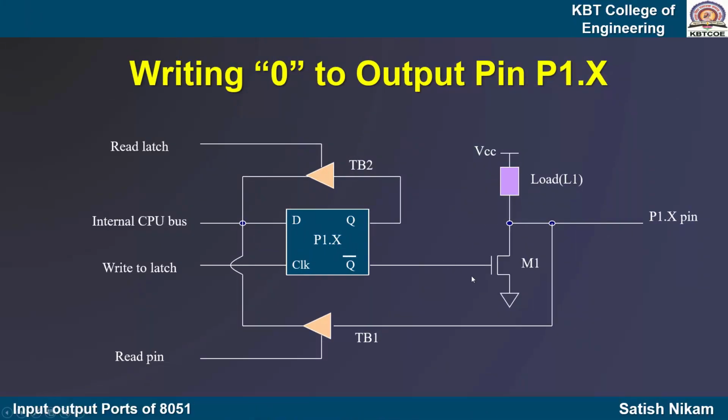Let us now see how 0 is sent on the pin. When the CPU sends 0, it gets stored into the D flip-flop, and we get 0 on the Q pin here. As Q is equal to 0, Q bar is equal to 1, which is applied on the gate pin of the transistor. Because of that, the transistor acts as a closed switch and the pin gets connected to the ground. So we get 0 on the port pin here. This way the CPU can send the data 0 on the particular pin.